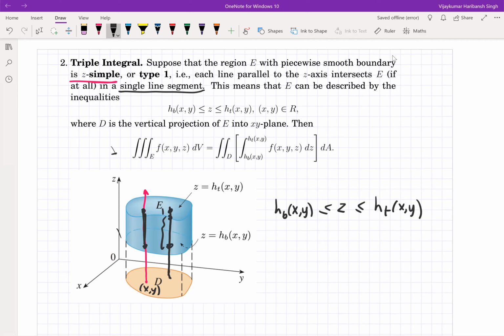In that case, we have z between this, and the remaining (x, y) belongs to D, and hence the integral will look like this. First, the inside integral of f(x, y, z) dz with limits from hb(x, y) to ht(x, y), and then whatever we get is a function of x and y, and that is integrated over region D. So this is the idea behind the triple integral.